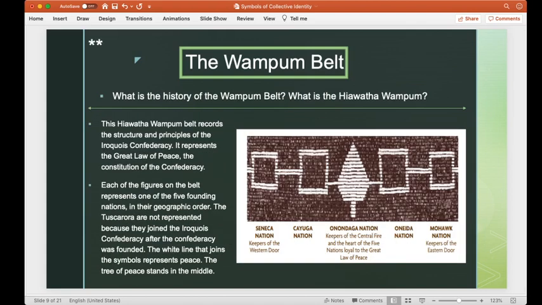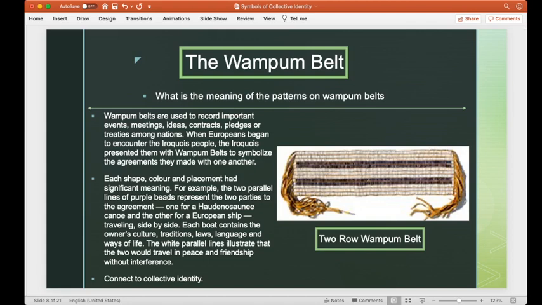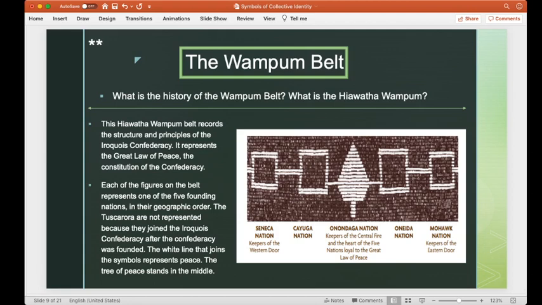So the Hiawatha wampum belt is the one thing that you need to know, for sure, right? I have a little star beside it on this corner. You need to understand what this specific wampum belt means. So yes, the 2-row wampum belt is important. It talks about the treaty, but this one records kind of the creation and the principles, the foundations of the Iroquois Confederacy. So this is like how the Iroquois Confederacy happened. Okay? It represents the Great Law of Peace.